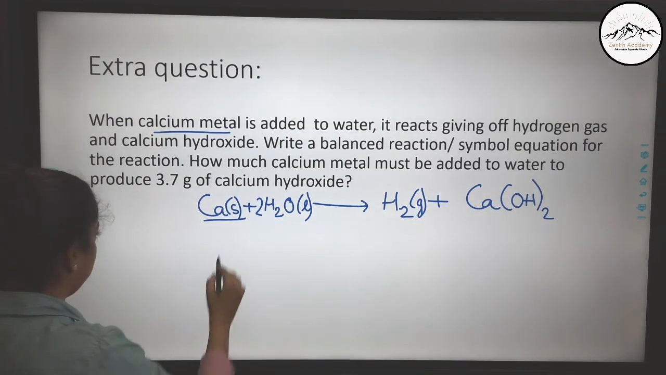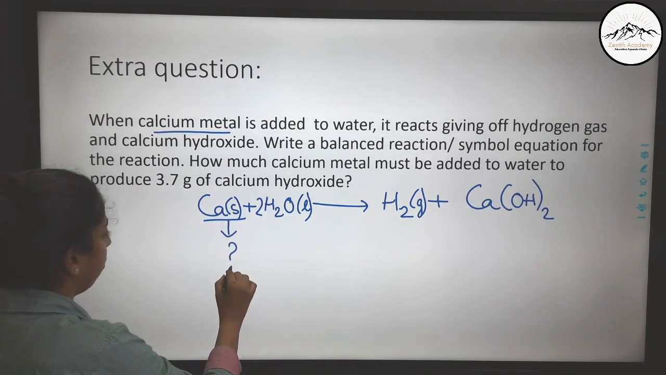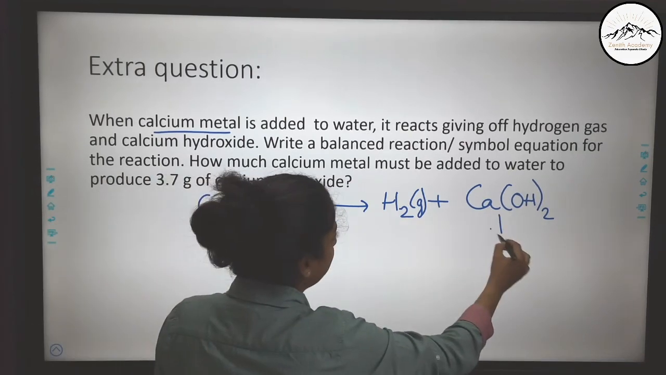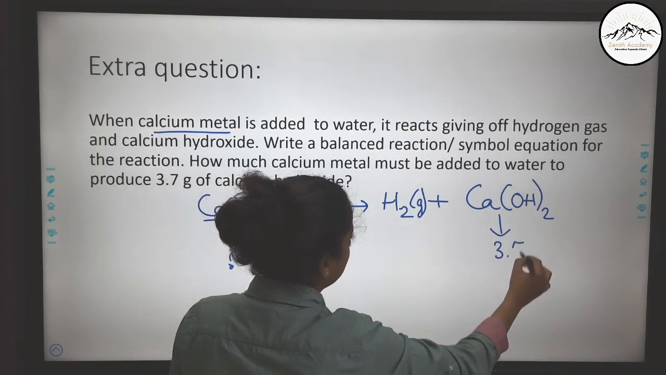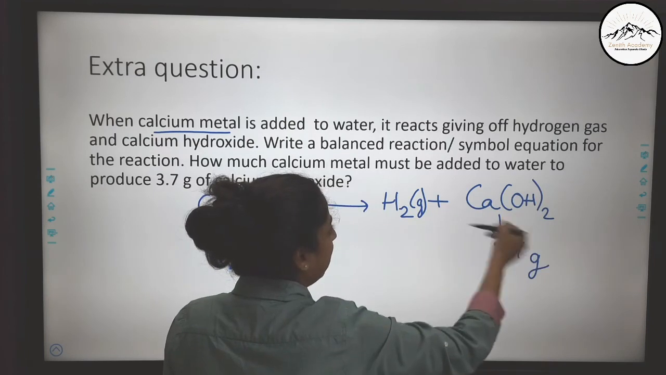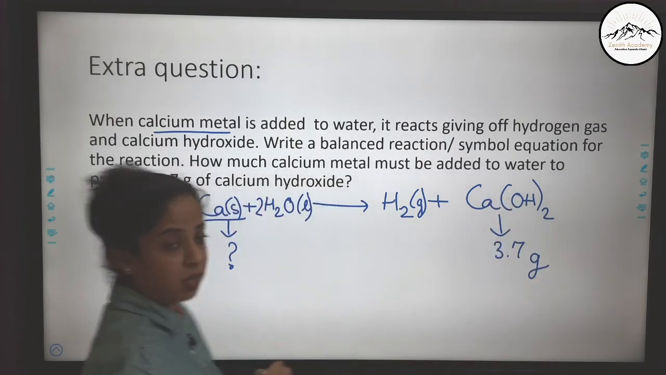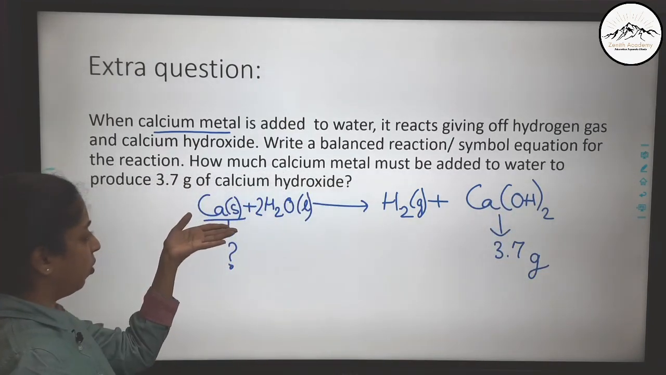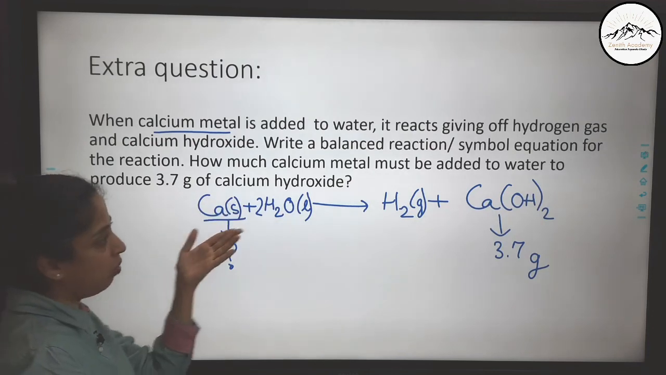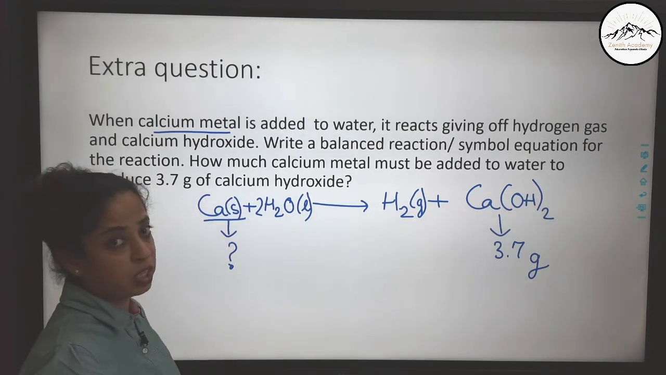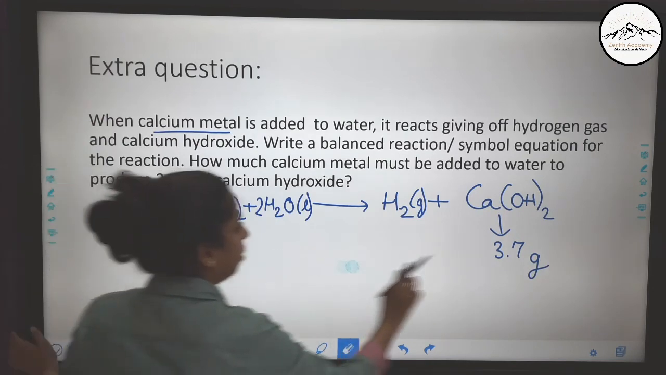You are asked how much calcium is required to form 3.7 grams of calcium hydroxide. So just calculate the relative molecular mass of calcium hydroxide. For calcium it is 40, for oxygen it is 16, for hydrogen it is 1. Let's begin.